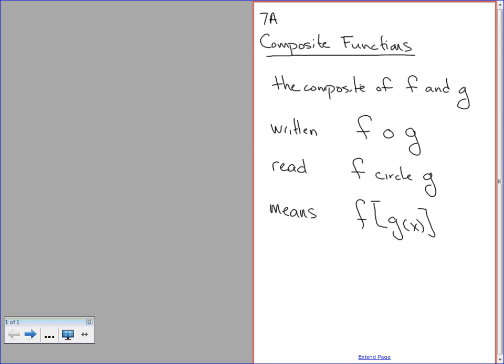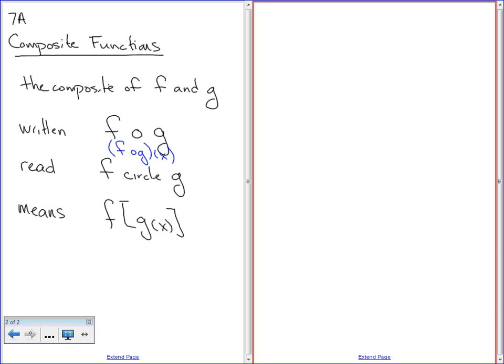And sometimes f circle g, just like we did before with the addition and subtraction and multiplication, can be written as f circle g of x. It means the exact same thing, just two different ways of writing it. And this is stuff that we've done before in the past. We did it in 1-2. We did it in the last lesson that we did before we went on our Thanksgiving weekend. So examples.